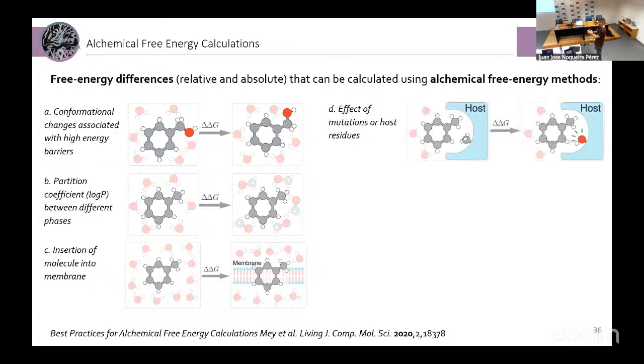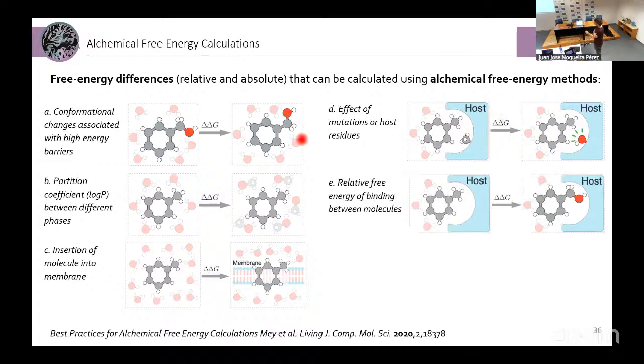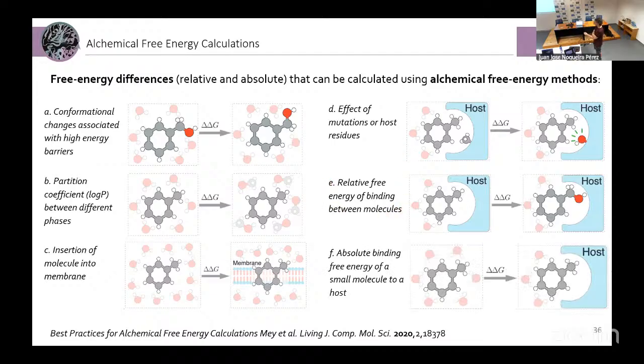And this is also interesting if you work with proteins, protein design, or enzyme design: instead of mutating the ligand, you can also transform the host. Imagine that you have a particular amino acid and you want to see the difference in binding affinity when you have a serine or when you have an alanine. This is also possible to estimate with alchemical free energies. Here we have the relative free energy of binding, which is the one that we discussed. But in principle, we can also calculate absolute binding free energies, but this is a little bit more complex.